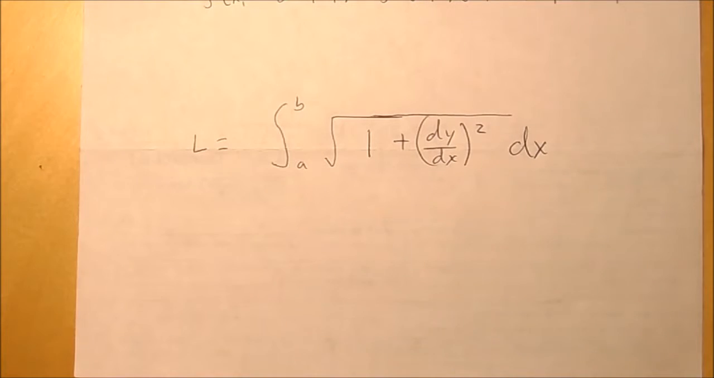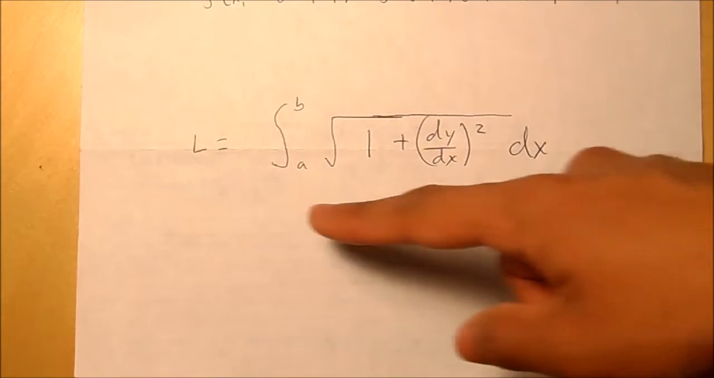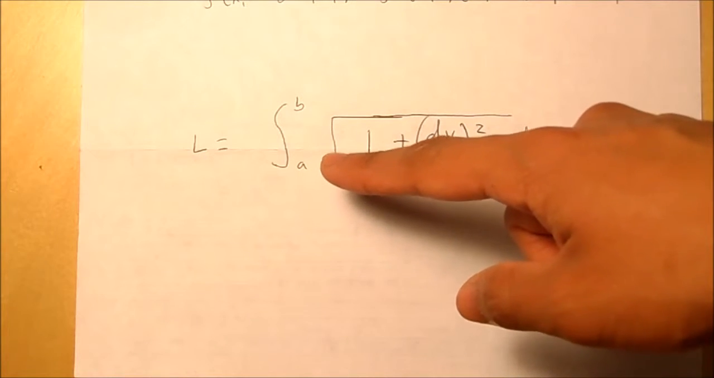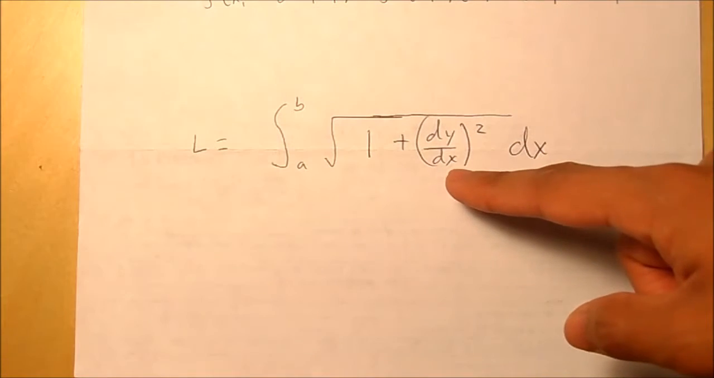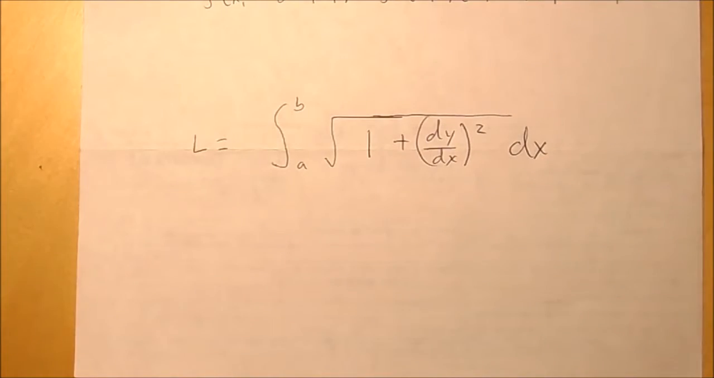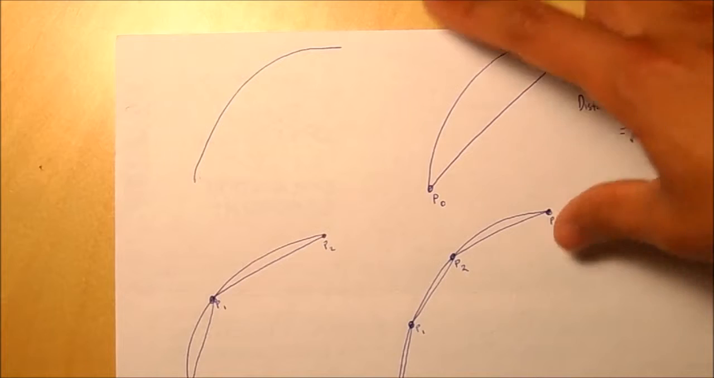Now the formula for arc length is L equals the integral from a to b of the square root of 1 plus (dy over dx) squared dx. Now how do we get that? Well, let's say you have a curve like this.